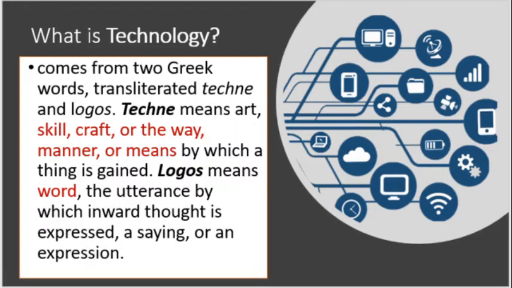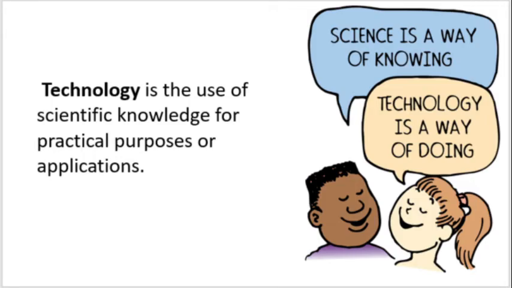The next one we have to define is what is technology. Technology comes from two Greek words, techne and logos. Techne means art, skill, craft, or the way, manner, or means, while logos means word. Here, technology is the use of scientific knowledge for practical purpose or application. If science is a way of knowing, definitely technology is a way of doing. So, in short, technology is the application of science.